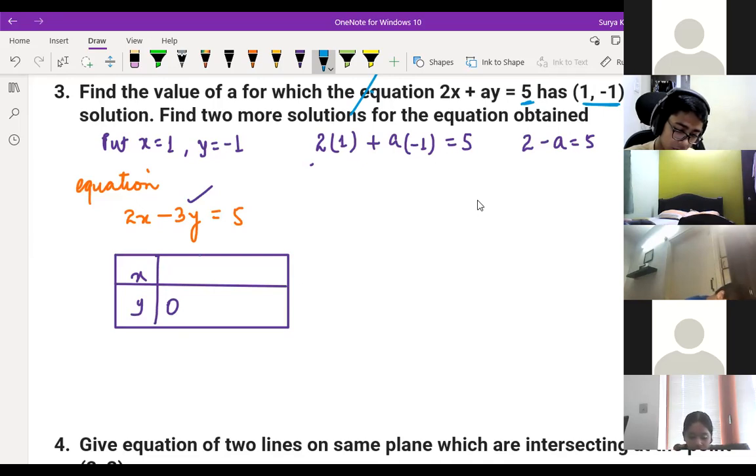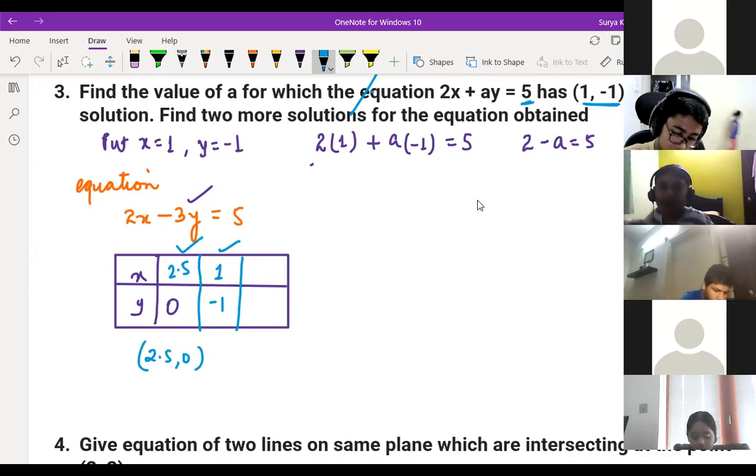So if y is equal to 0, what do you get for x? 2.5, that is 5 upon 2. And next, sir, if y is equal to -1, then x is equal to 1. Yes. So with the help of these two, you can draw; these are the two solutions. So the solutions are (2.5, 0) and (1, -1). 1 comma -1 is already there as a solution.